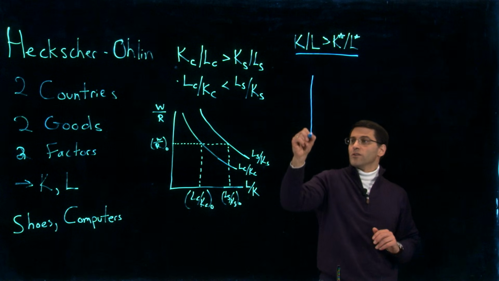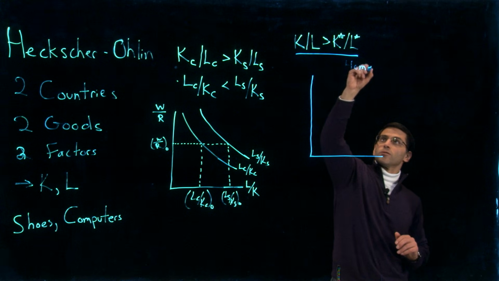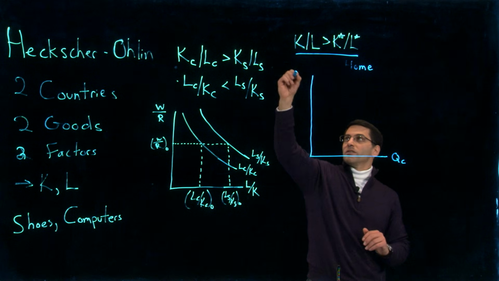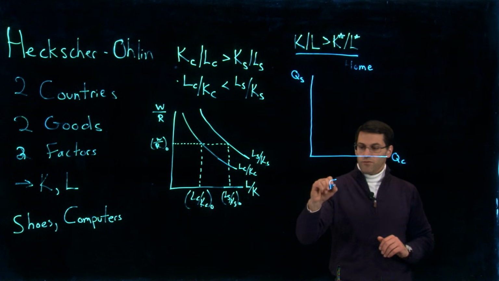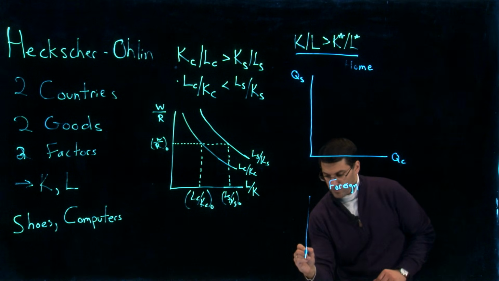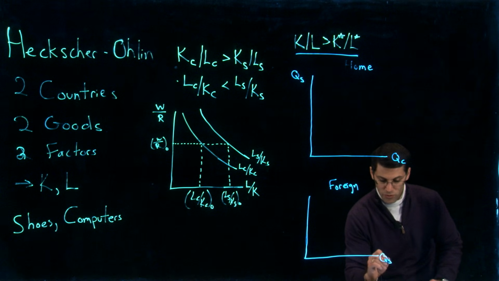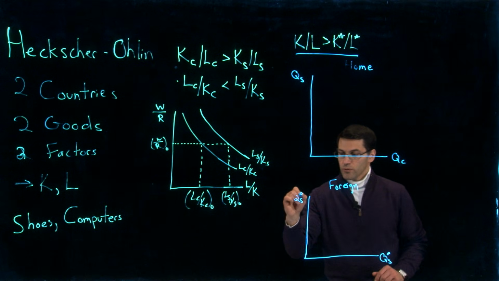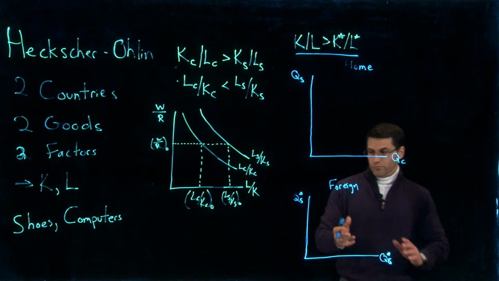So here's the home country. And we're going to put the quantity of computers on x and the quantity of shoes on the y-axis. And then down here we'll have the graph for foreign. So quantity of computers, and quantity of shoes. This one's computers. So we got our two graphs set up.